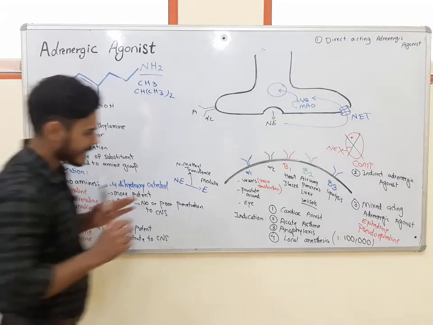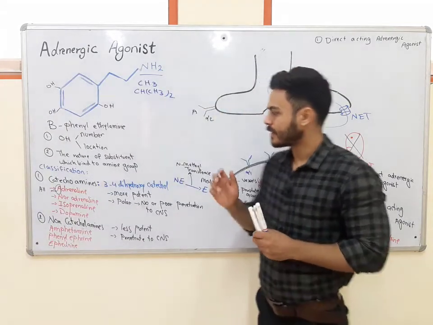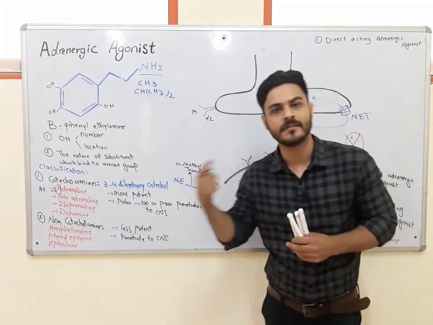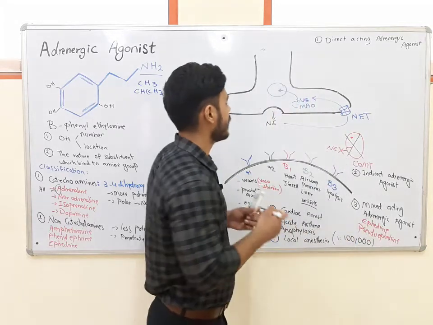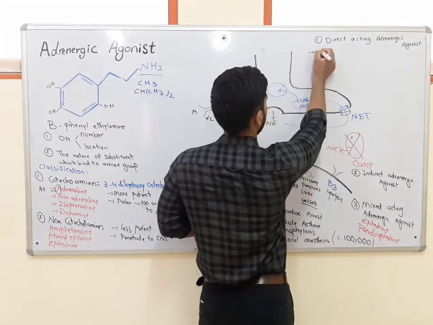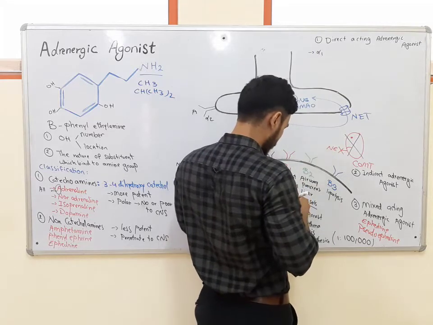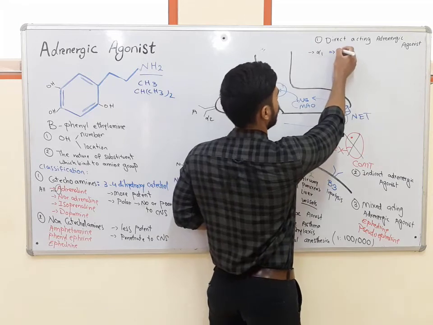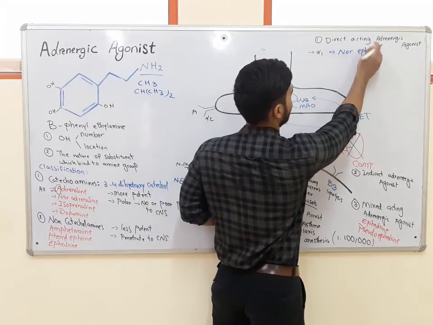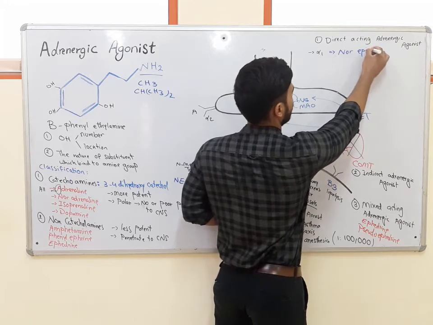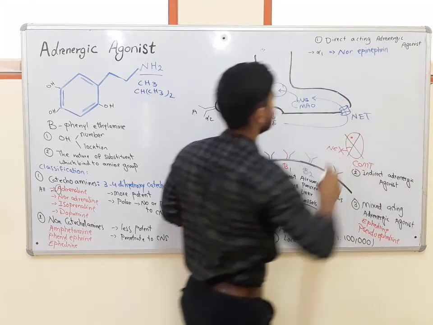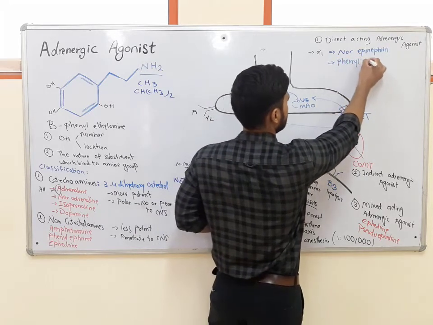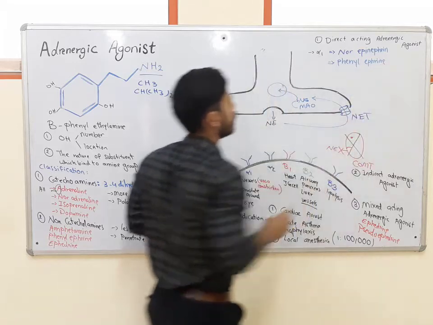Okay, for simple understanding of direct acting adrenergic agonists, we can classify them on the basis of their selectivity. Some of the chemicals are selective for alpha-1 receptor, and the chemicals which are selective for alpha-1 receptors are norepinephrine or noradrenaline, as well as phenylephrine.